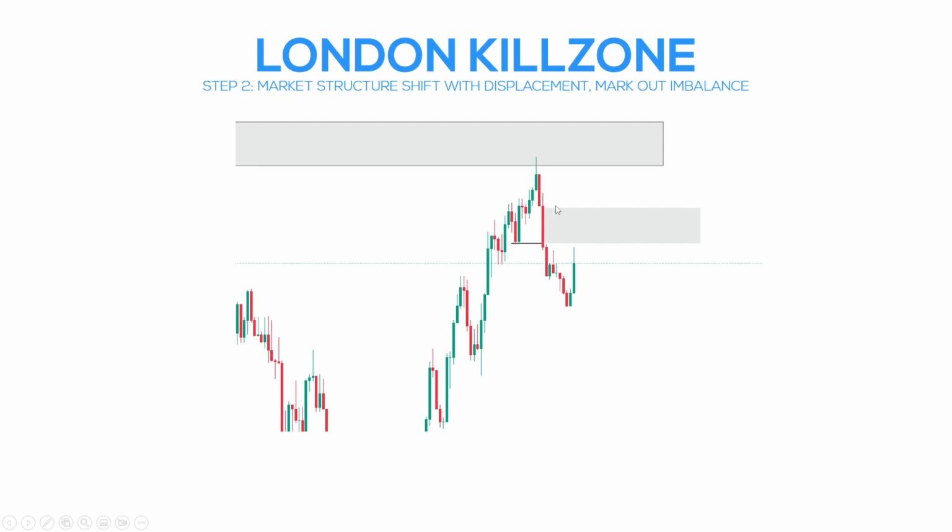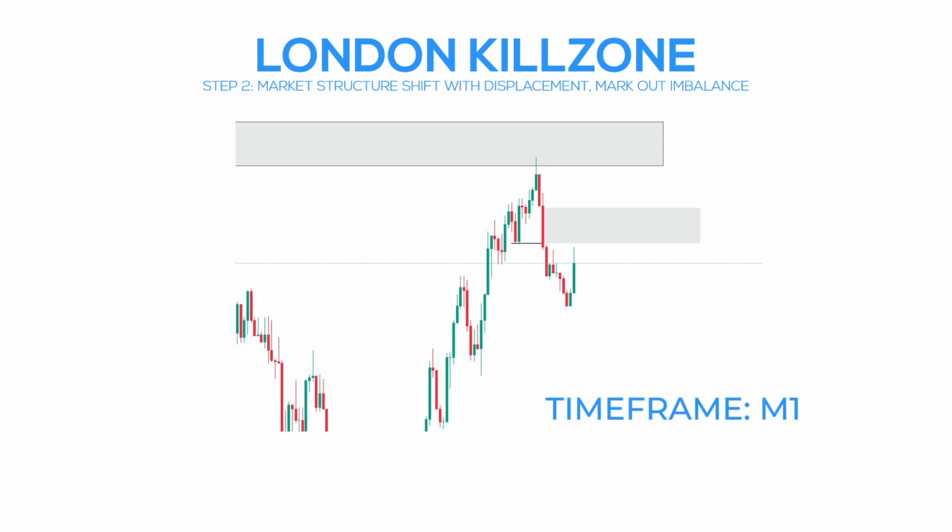But again, what we want to look for is a market structure shift. You can see right over here we have a market structure shift because price closed above this point, below this point, and we also have a strong move of price, meaning that we have a displacement. Now what we want to do is we want to mark out the 50% of the imbalance. You can also enter off of it. Again, it's completely up to you and your own backtesting. I personally usually enter off of the 50%. Sometimes I enter off of the start right over here.